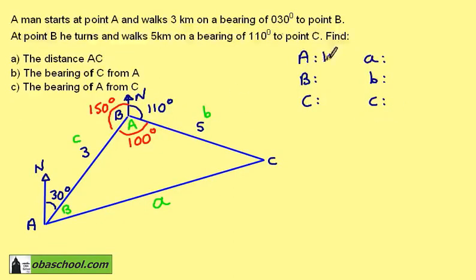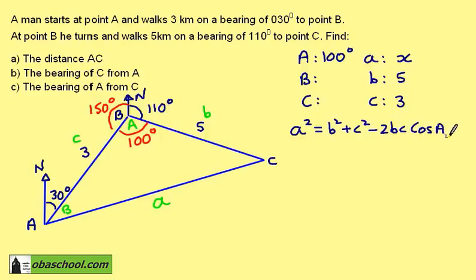Angle A we know is 100 degrees. Side a we want to find. Angle B and C we don't know. Side b is 5 kilometers and side c is 3 kilometers. This means we need to use the cosine rule since we have no opposite information, and since we're finding a side we state it as a squared equals b squared plus c squared minus 2bc cos A.